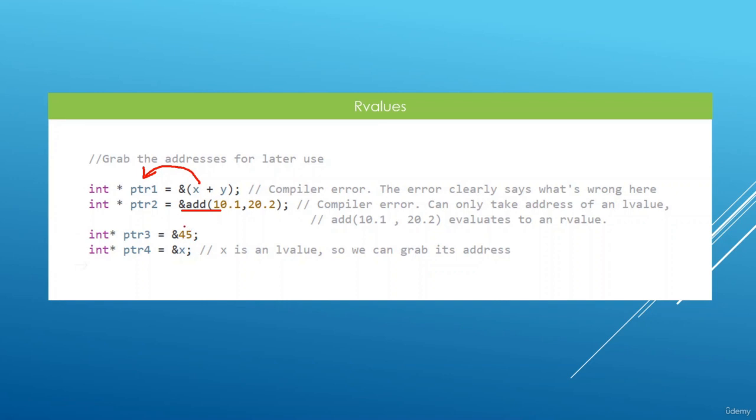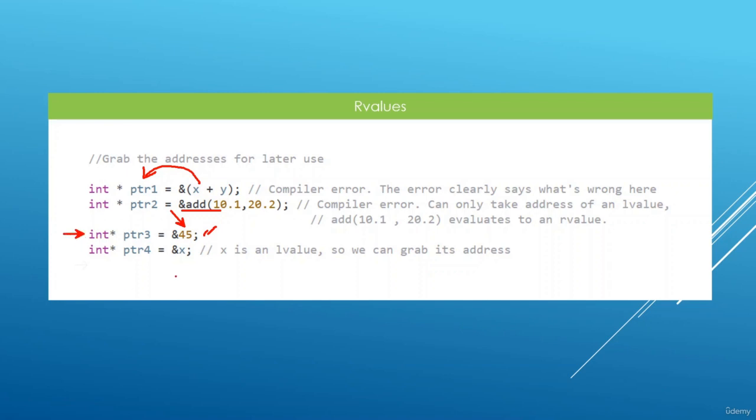If we grab the address of a literal, this is also going to give us a compiler error because a literal is really a temporary value that is meant to be used to initialize your things, for example. So a literal is basically an R value, and you have no business grabbing an address of it and trying to store that in a pointer. If you try to do that, you will get a compiler error.